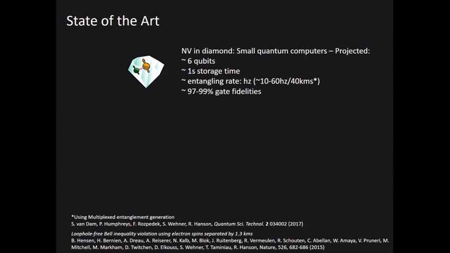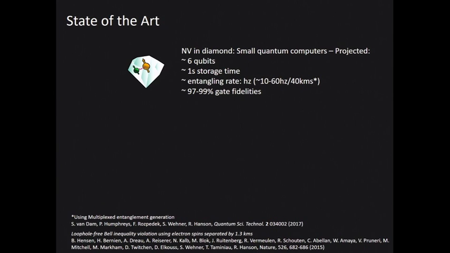So I want to give you some state of the art. The system that we are using in Delft is the same that we used for the loophole-free Bell test some years ago. I'll give you some numbers, which are partially projected. This one is a projected one. These nodes have around 6 qubits. This may seem very few from a quantum computing domain, but it's actually a lot for quantum network applications.